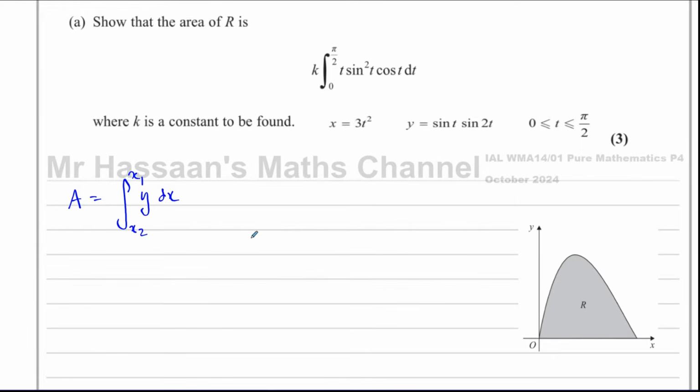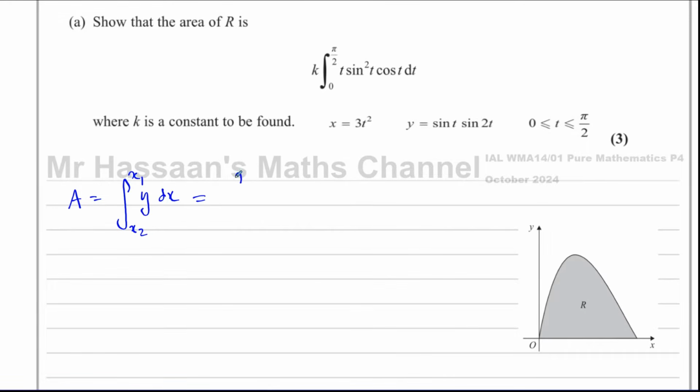However, we have a third parameter here, t. The equations are given in terms of t, not in terms of x. We have to show that this is going to give us the area, so we have to use parametrics. We can't change everything into Cartesian form and then integrate. They want us to show this, so we have to use parametric integration.